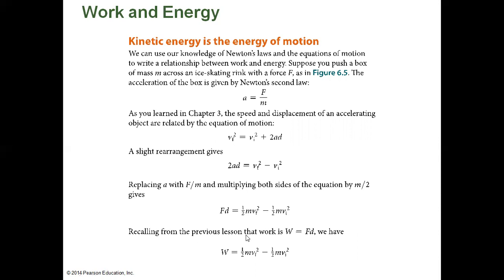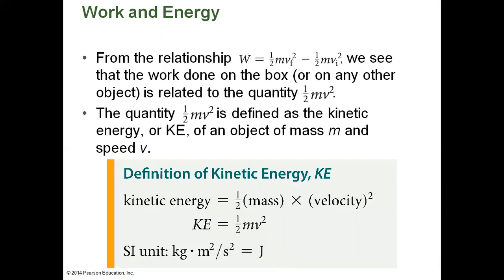Recalling from the previous lesson that work W is equal to Fd, that we have seen. So W is equal to 1/2 m vf square minus 1/2 m vi square. From this relationship, we see that the work done on the box or on any other object is related to the quantity 1/2 mv square. So the quantity 1/2 mv square is defined as the kinetic energy of an object of mass m and speed v. That is the definition of kinetic energy.